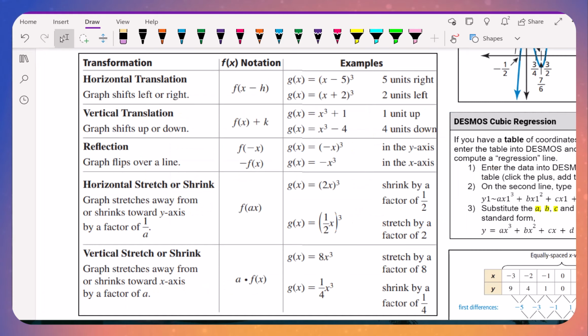The good news is that all of your transformations are the same as in Chapter 1 and in Chapter 2. So if you add or subtract from the x, you go left or right. If you add to your function, you go up or down. Negatives are going to cause a reflection, either over the x or the y axis. If you multiply to the x only, it's going to be a horizontal stretch or shrink. And if you multiply times the whole function, it's going to be a vertical stretch or shrink.